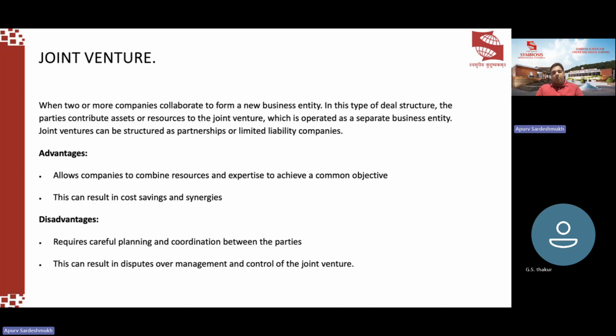And it's very important that the parties are very clear as to what they are bringing to the joint venture company, and clear as to their roles and responsibilities, because very often the formation of joint venture companies results in disputes over management and control of the joint venture.